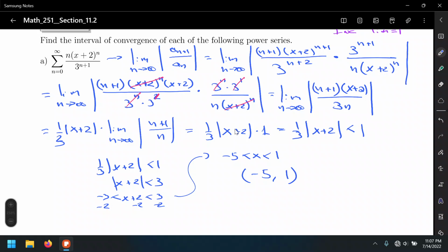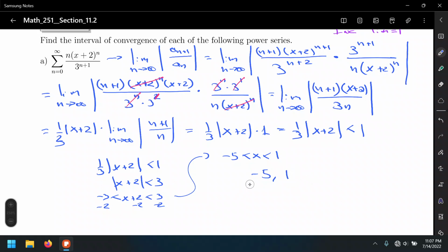So here is the thing. We could have both parentheses. It could be possible that it converges at the endpoints as well, or it could be the case that it converges at the lower endpoint and diverges at the upper endpoint, or diverges at the lower endpoint and converges at the upper endpoint.